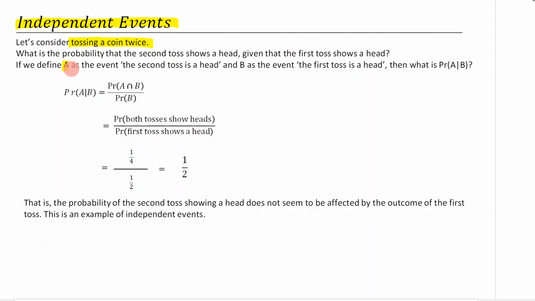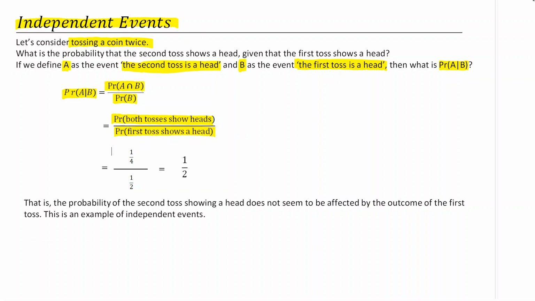If we define A as the event the second toss is a head, and B as the event the first toss is a head, then what is the probability of A given B? Well, we know that the probability of A given B is the probability of A intersection B over the probability of B. The probability of A intersection B is simply the probability that both tosses show a head, and we know that the probability of B, as defined here, is simply the first toss shows a head.